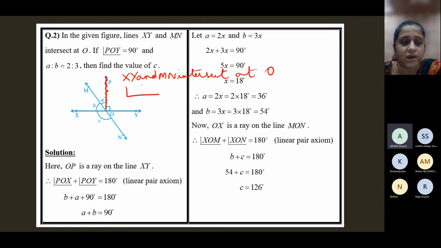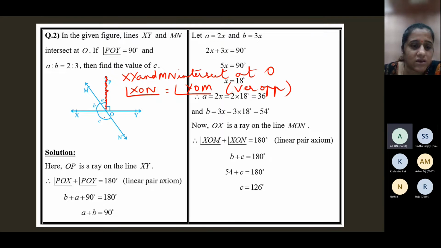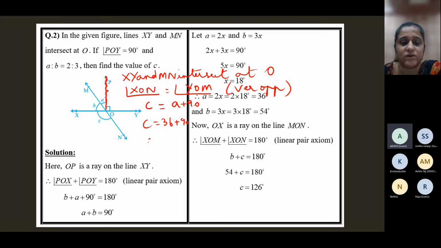Angle XON is equal to angle YOM. Vertically opposite angles are equal. Now how much is XON? C is equal to YOM, and YOM you can see is A plus 90. So C is equal to A, we already found 36 degrees, plus 90. So C is equal to 126 degrees. Make a note of this, children. You can also work it like this.